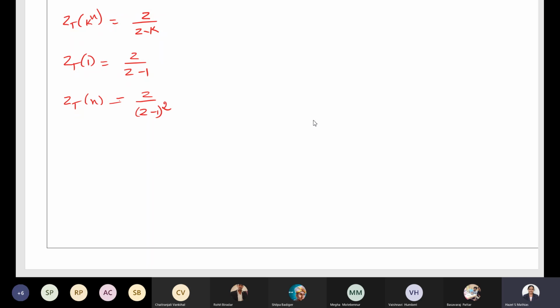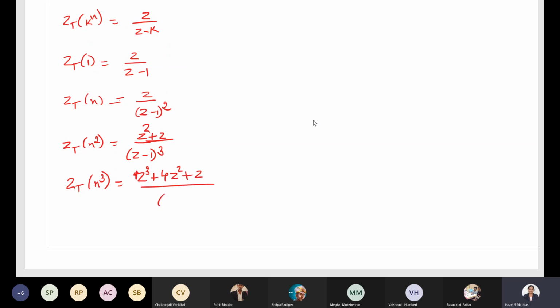Then we have Z transform of n square, which is z into z plus 1 divided by z minus 1 whole cube. Then we have Z transform of n cube, which is z cube plus 4z square plus z divided by z minus 1 whole power 4. These are the very important things. These are the Z transforms you all must remember.